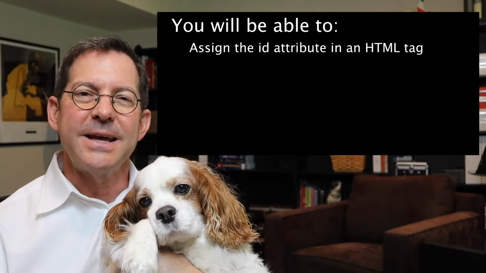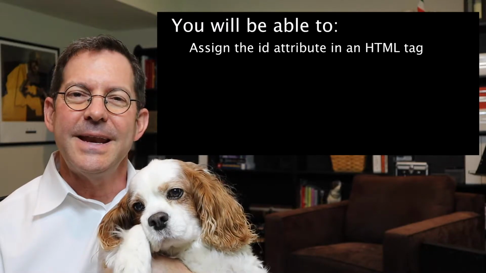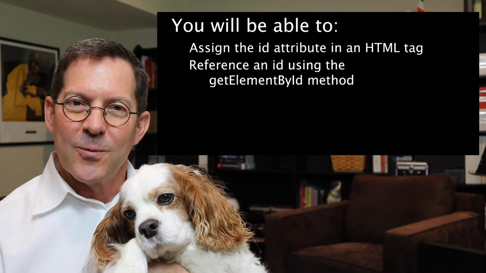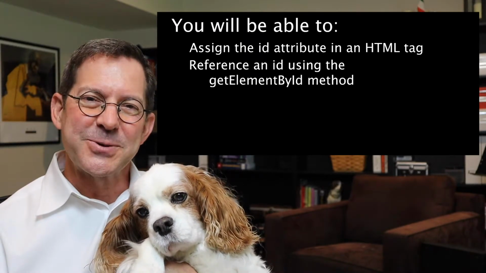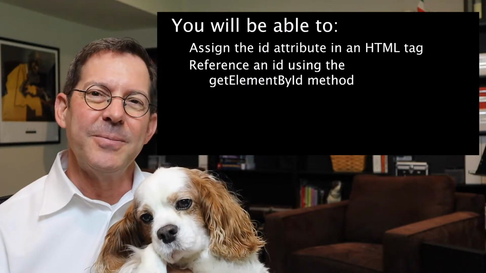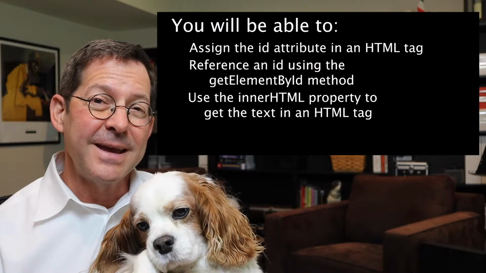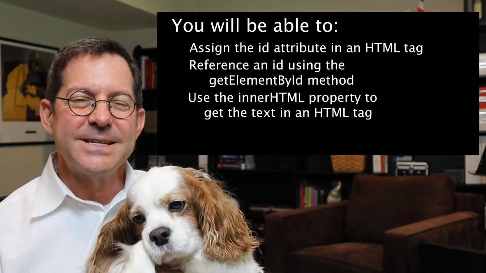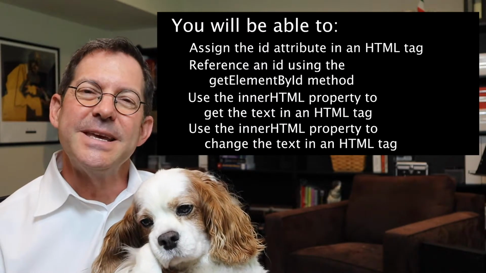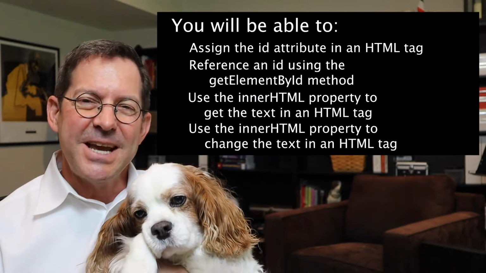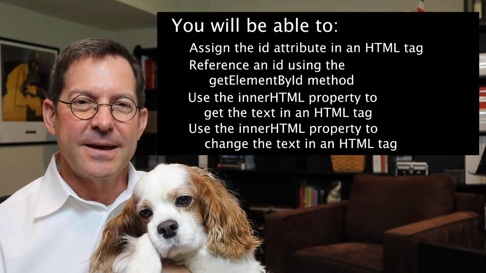After watching this video, you'll understand how this works and you'll be able to assign the ID attribute in an HTML tag, reference an ID in JavaScript code using the getElementById method, use the innerHTML property to get text in an HTML tag, and use the innerHTML property to change the text in an HTML tag.